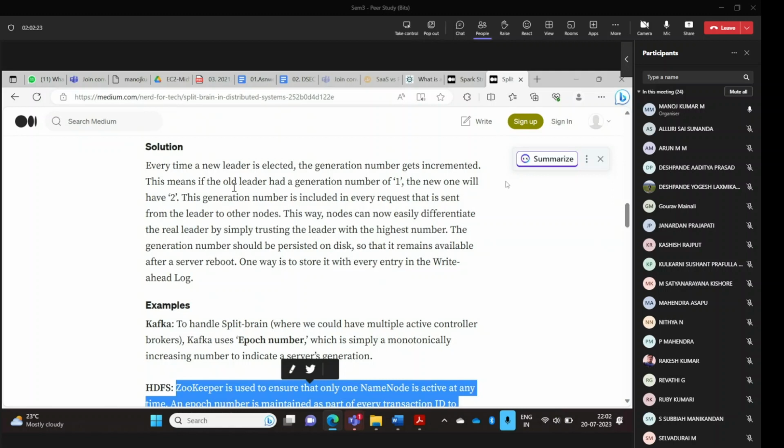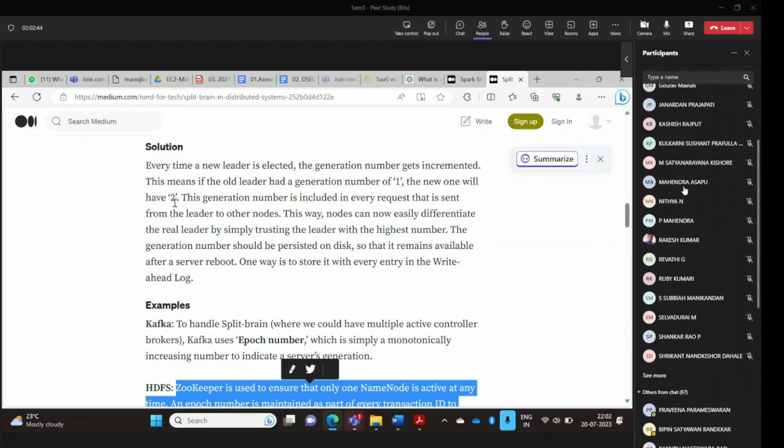When it goes down, it will assign a leader. It will not give the same number. It will give a new number, which is higher than the old. And all the nodes will take it based on the highest value. So even if the other server comes back, it will not get confused which is the leader. It will always go with the max value as the leader.